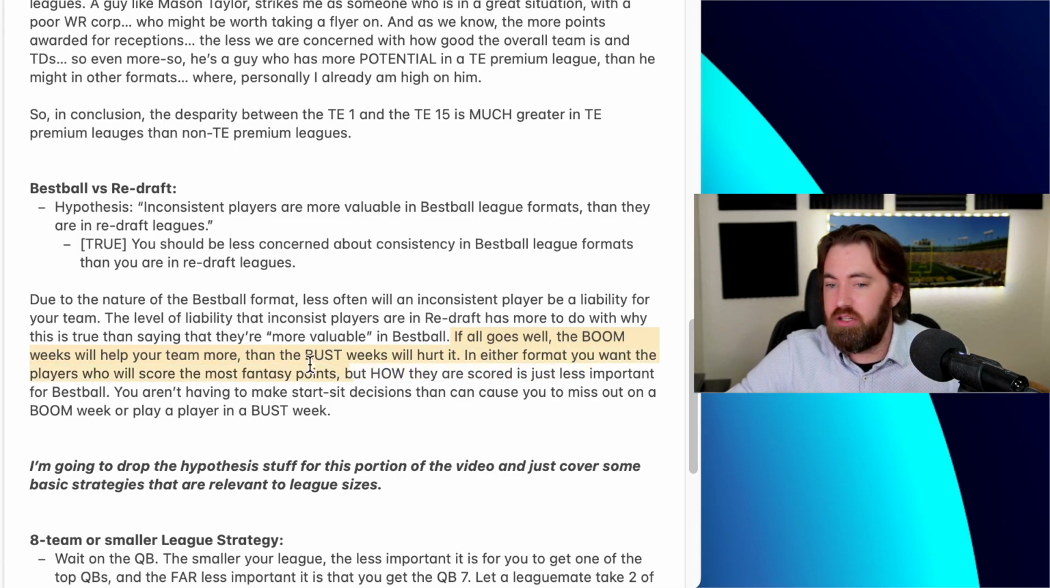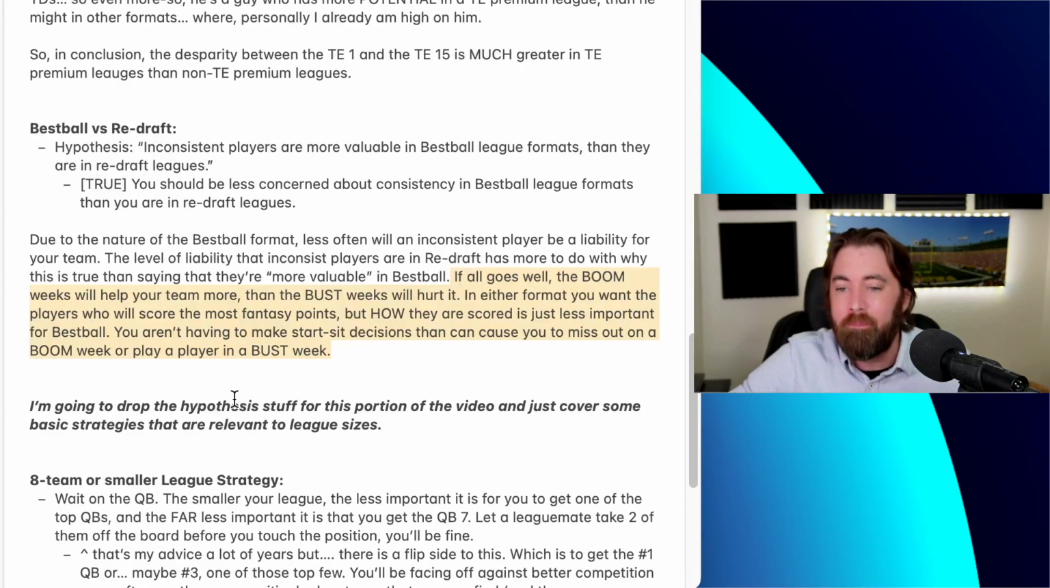In either format, you want the players who will score the most fantasy points. But how those fantasy points are scored is just going to be less important for best ball than it is in redraft, because you're not having to make those start-sit decisions that can cause you to miss out on a boom week for a player, or to have a player in your lineup during a bust week on accident, unluckily, whatever the case may be.